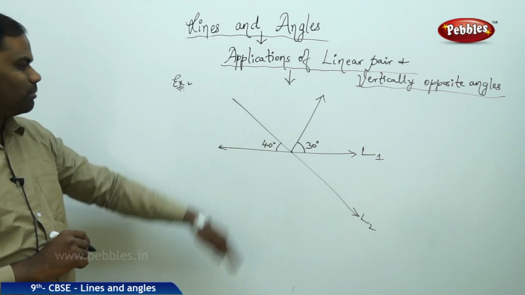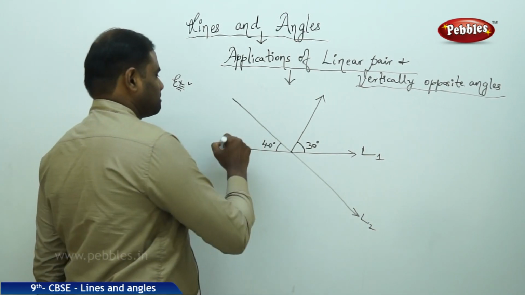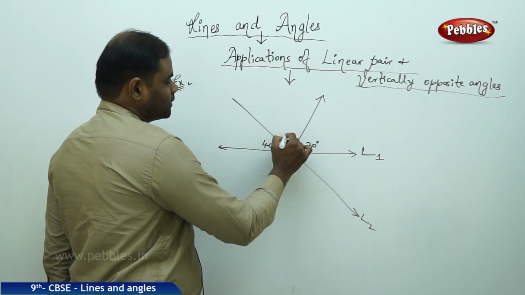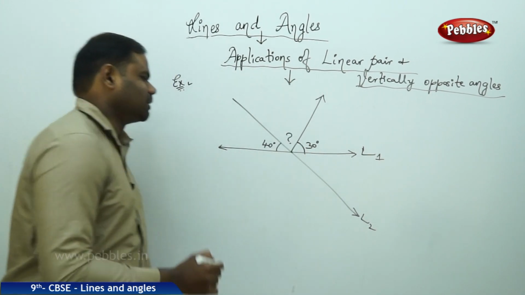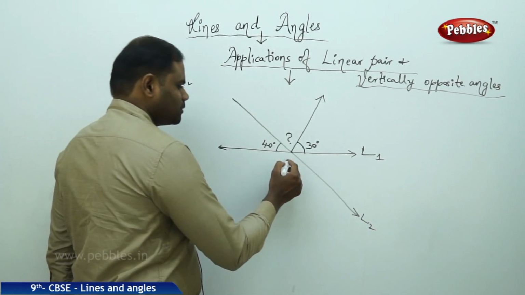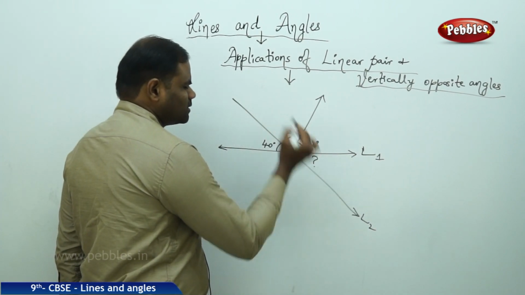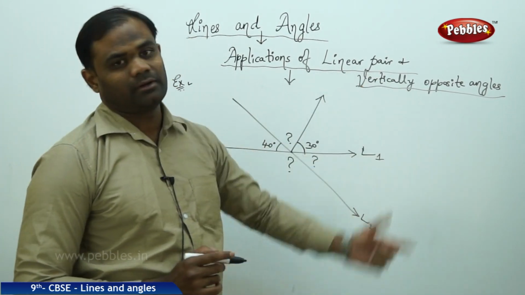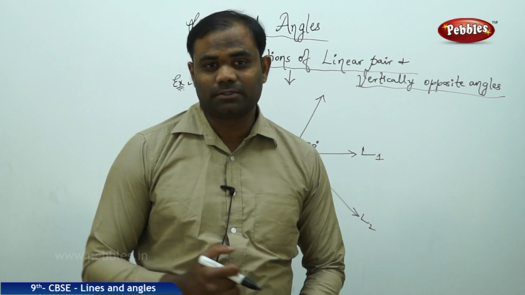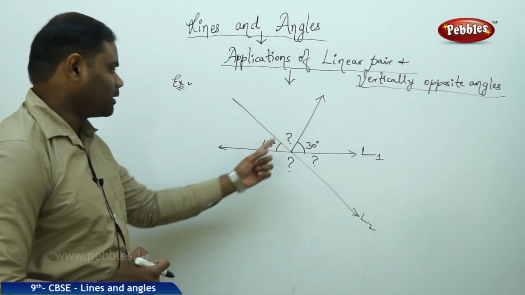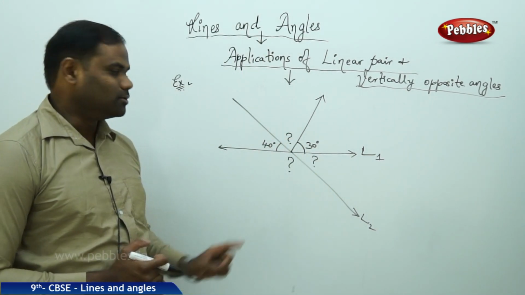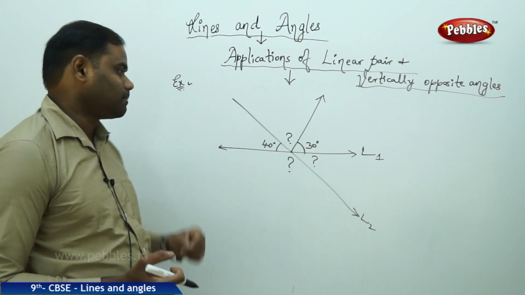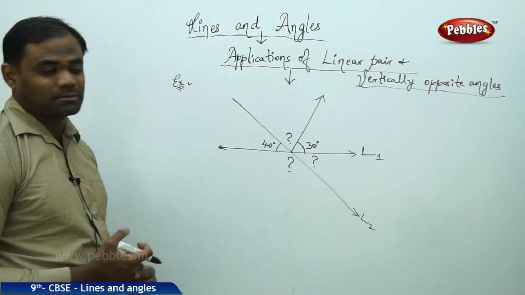So here I have a problem which says this angle is 40 degrees and this is 30 degrees, and I need to find this angle, and also this angle and this angle. This is a question which relates to linear pair and vertically opposite angle properties. So let's see how we can find each of these angles using the condition of 30 degrees and 40 degrees.